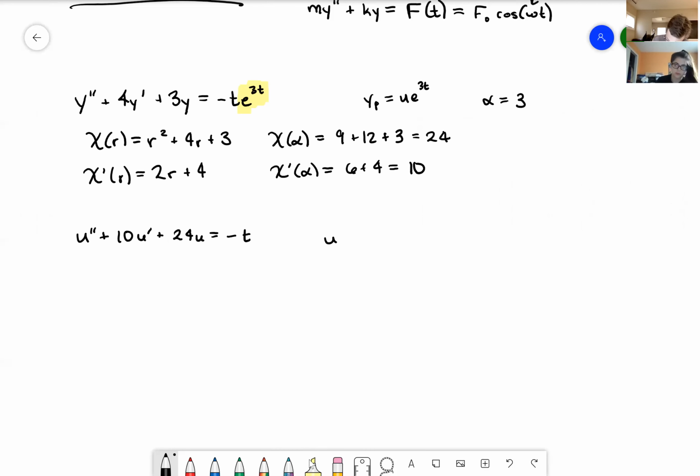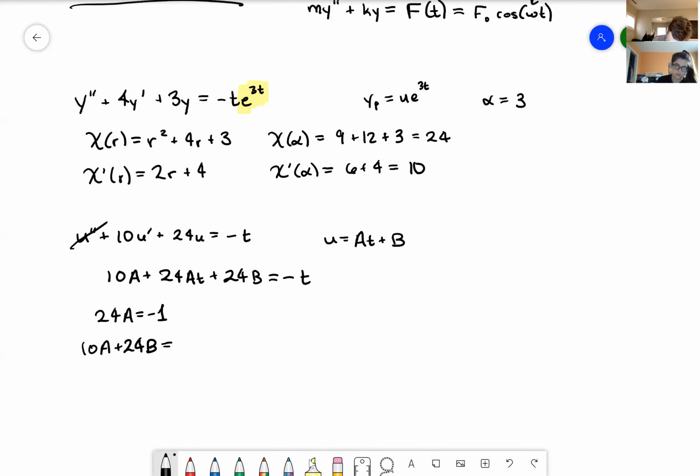Okay, so we're going to look for u in the form of just a linear function, so that's going to make our life a lot easier. So At plus B. U double prime is just going to go away. And so what we're going to have is 10A plus 24At plus 24B is equal to t. And so we get 24A is equal to 1, and 10A plus 24B is equal to 0.